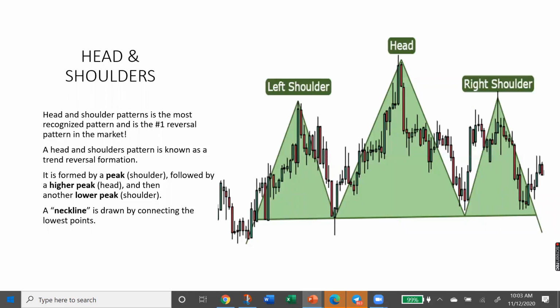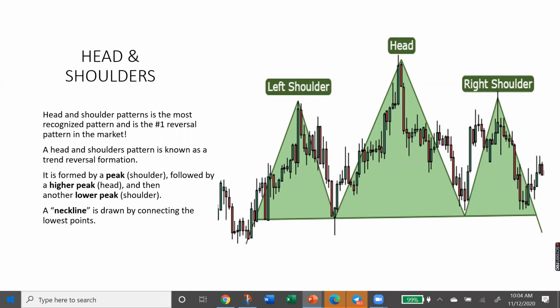So the head and shoulder pattern is actually the most recognized pattern, and it is the #1 reversal pattern in the market. It is a reversal pattern formation that very experienced traders see. It is formed by a peak, which is just called the shoulder, followed by a higher peak, which is the head, and then followed by another lower peak, which is called the other shoulder: left shoulder, head, right shoulder. And a neckline is drawn by connecting the lowest points.